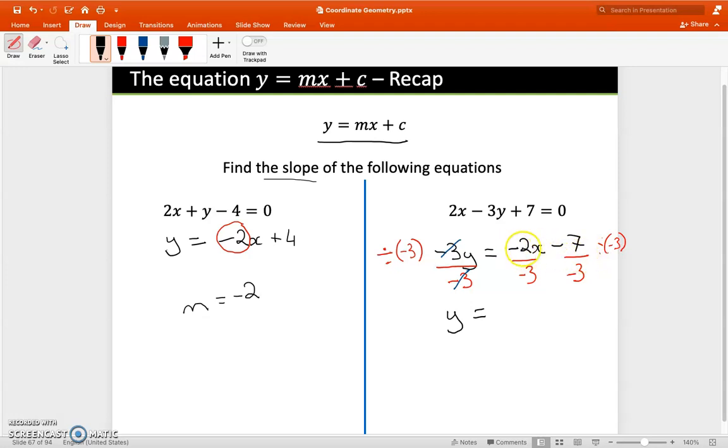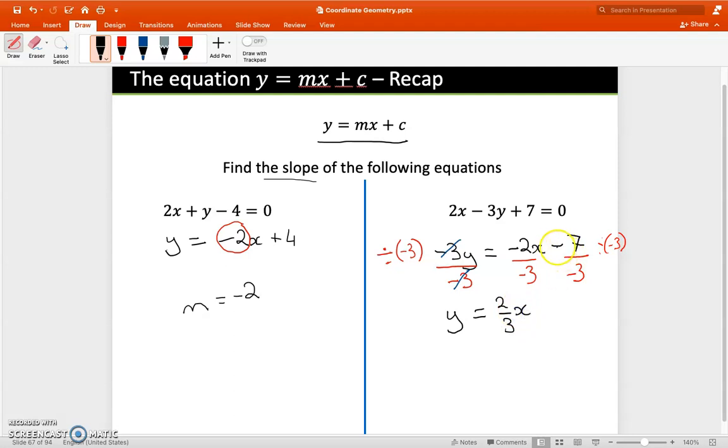So just be careful now. This is a minus 2x divided by a minus 3. So remember, two negative signs, whether multiplied or divided by, will give me a positive. And this will be 2 over 3x.